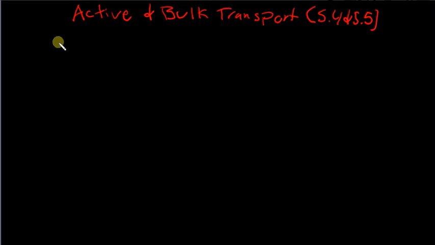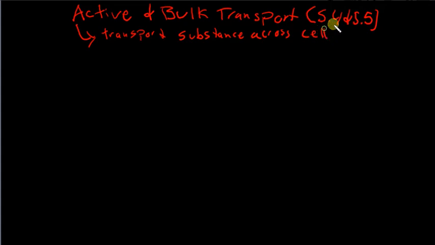Active and bulk transport go with sections 5.4 and 5.5. Active and bulk transport are just other ways to transport substances across the cell membrane.